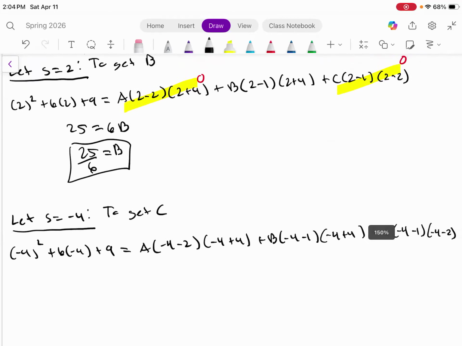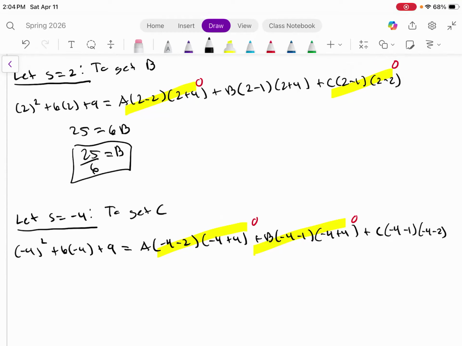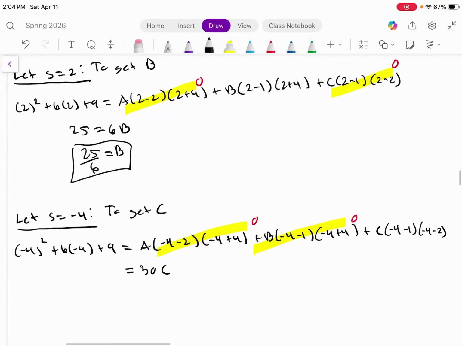And what I'm left with is -4 minus 1 is -5 times -6, which would be positive 30. So positive 30C equals 16 plus -24 plus 9. That ends up being just 1. So C is 1 over 30.